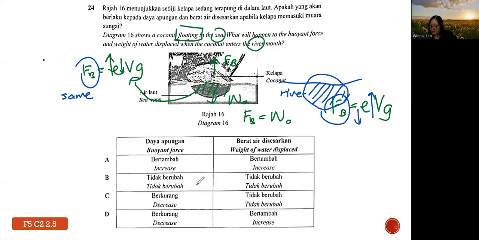I'll let you check the answer. No change. And then here they are giving the idea of weight. So the weight of the water displaced also shouldn't change. So the correct answer is B. Now what I'm showing you is the idea of volume. Let's say the question has volume of water, then you can give the answer based on the teacher's explanation. Why does the buoyant force not change? Because it is floating. Then buoyant force is the same as weight, and buoyant force is also the same as the weight of liquid displaced. That's why that doesn't change as well.